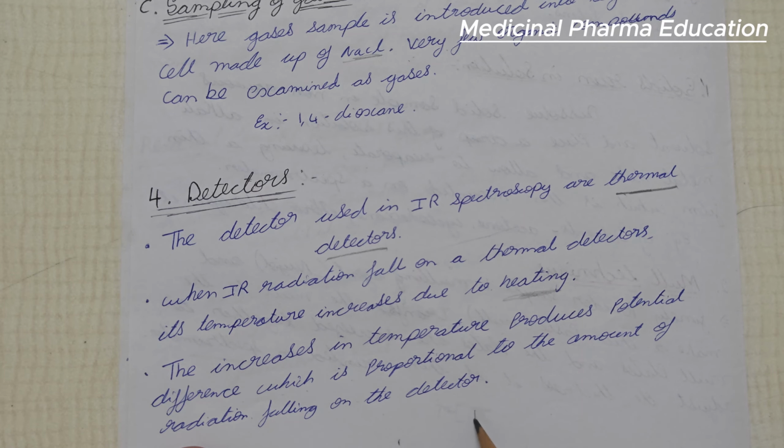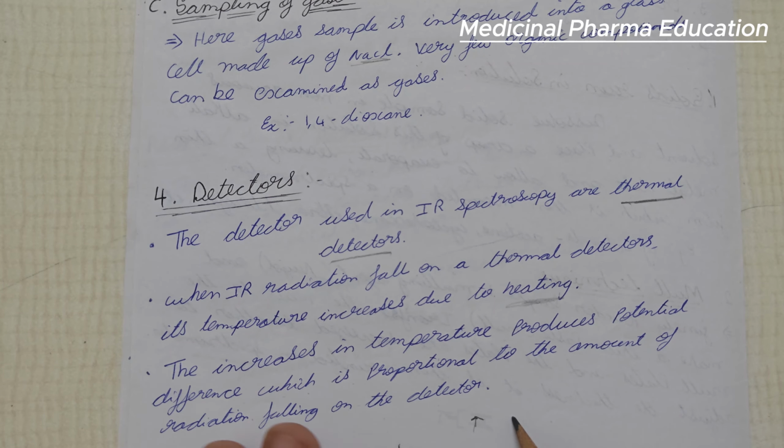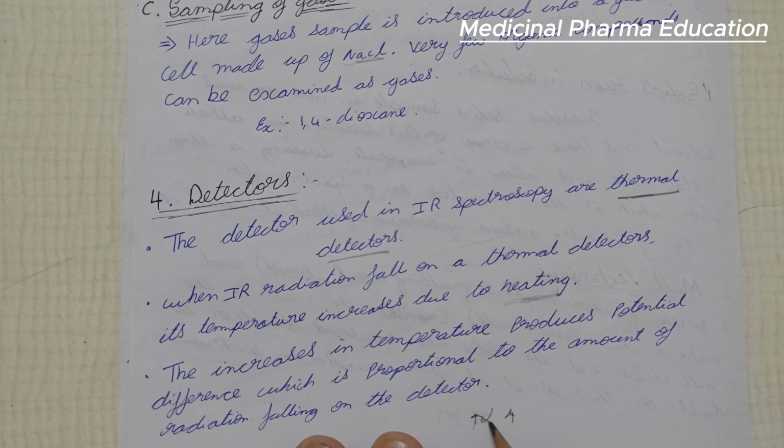As the temperature increases, there is an increase in the amount of radiation falling on the thermal detector. They are directly proportional. Temperature increases, and the intensity of the light on the detector increases. This way we can calculate and analyze the sample.